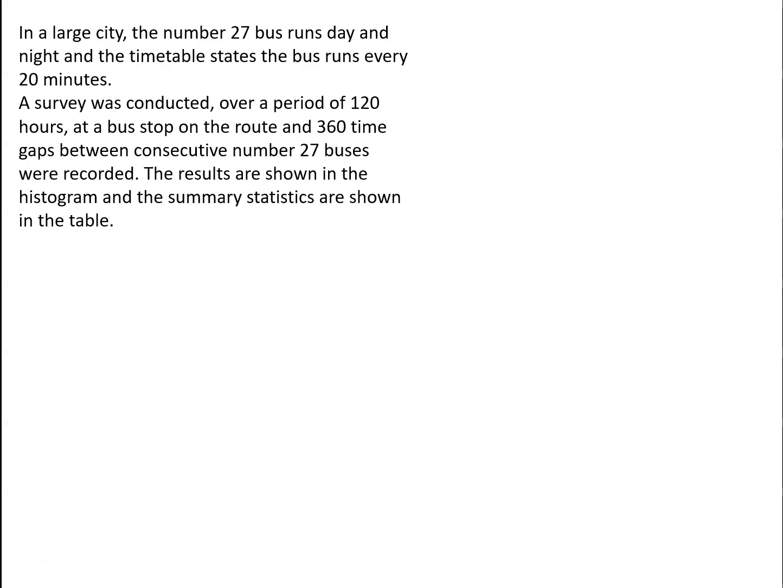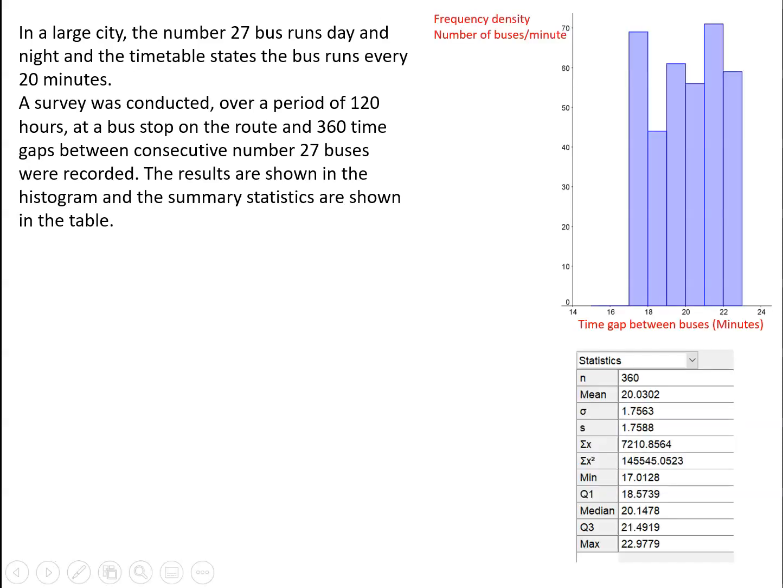A survey was conducted over a period of 120 hours at a bus stop on the route, and the 360 time gaps between consecutive number 27 buses were recorded. The results are shown in the histogram, and the summary statistics are shown in the table. Now the total area of the histogram will be 360 because there are 360 observations here.